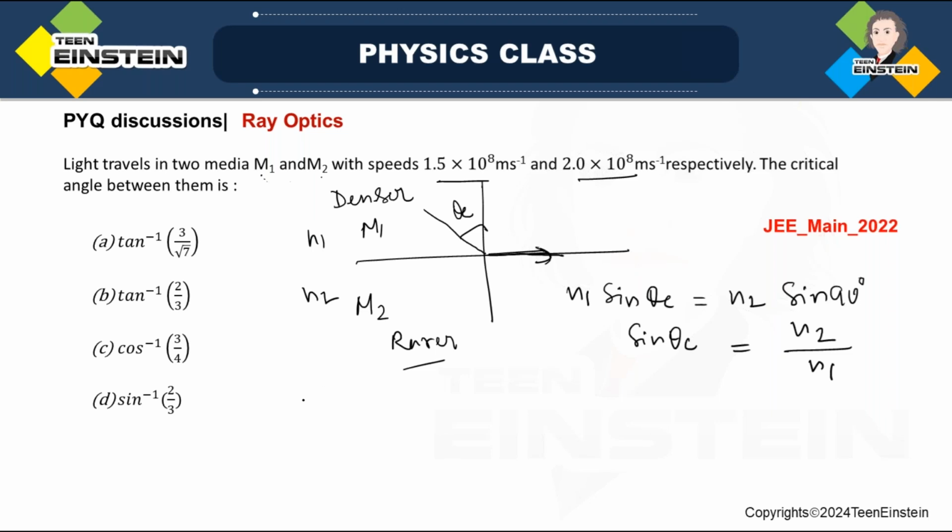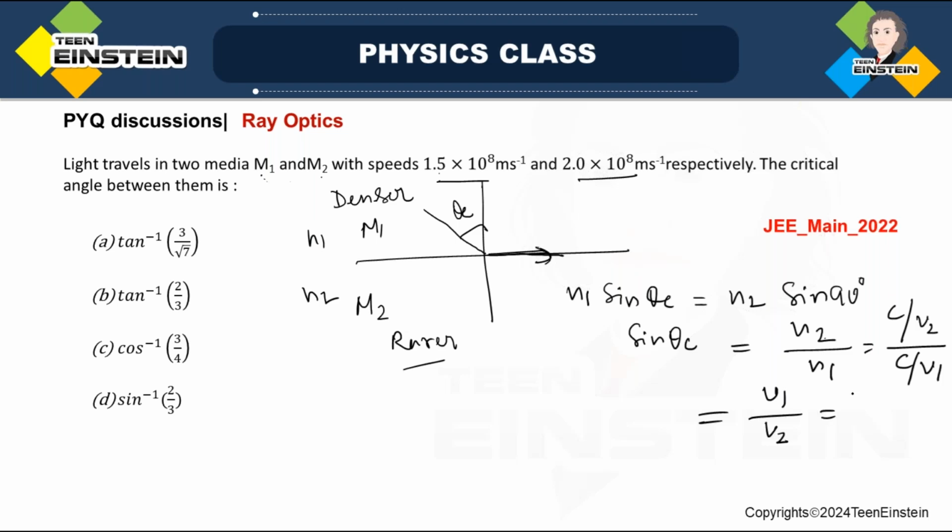Now look, refractive index, I know this, I can actually make as c by v2, that means the speed through the rarer medium, and c by v1. Actually here things are a little interchanged. Yes, this is fine. So here, this is v1 by v2.